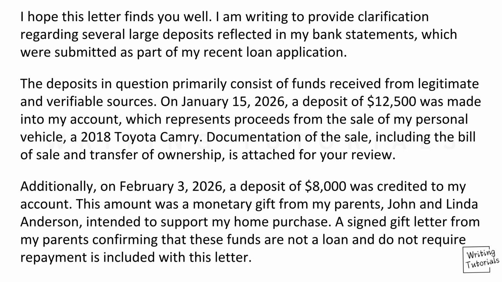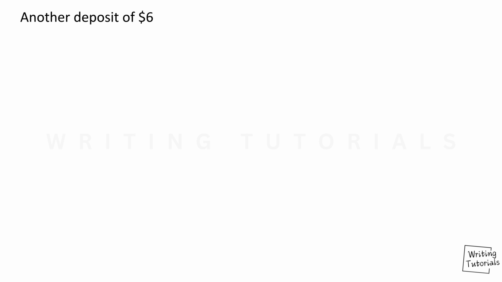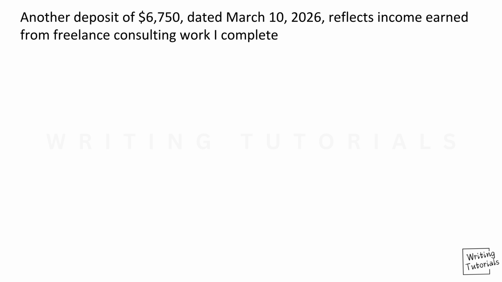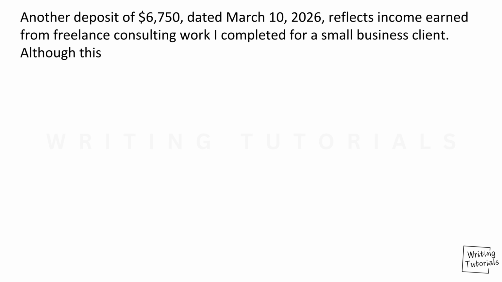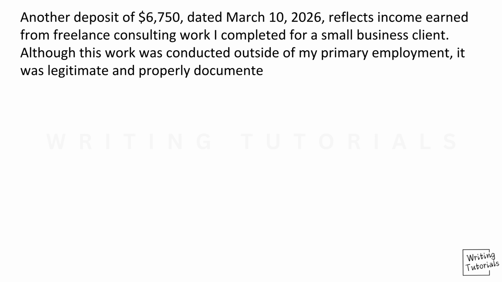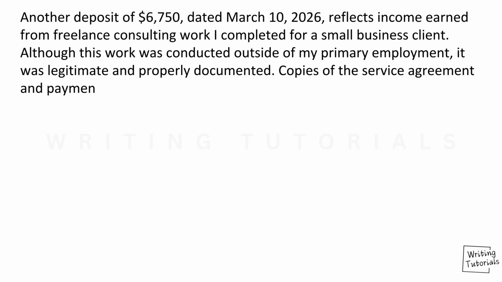Third deposit explanation. Another deposit of $6,750, dated March 10, 2026, reflects income earned from freelance consulting work I completed for a small business client. Again, clear structure: date, amount, and source. Although this work was conducted outside of my primary employment, it was legitimate and properly documented. This sentence is important because it prevents suspicion. You're addressing a possible concern before the bank even asks.